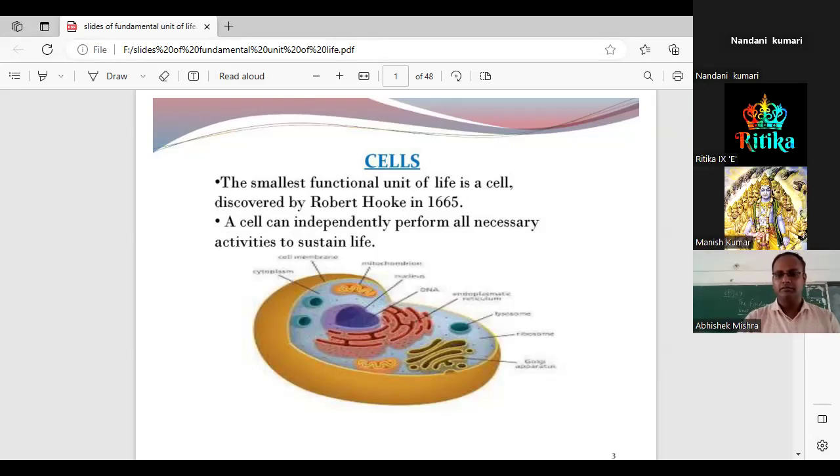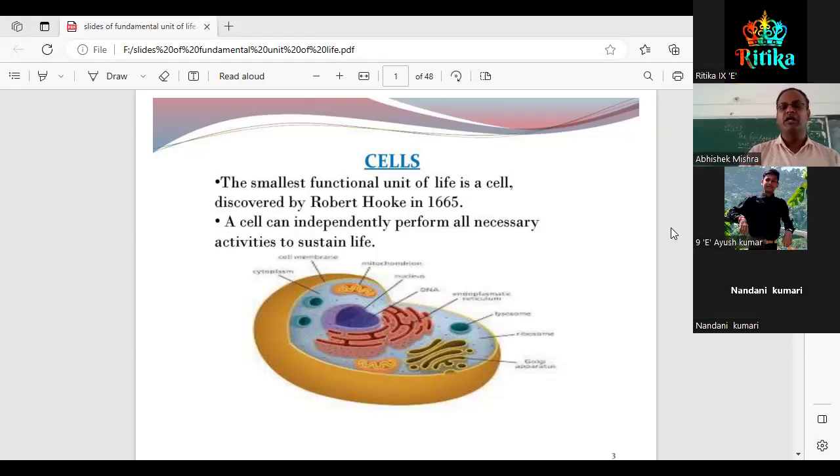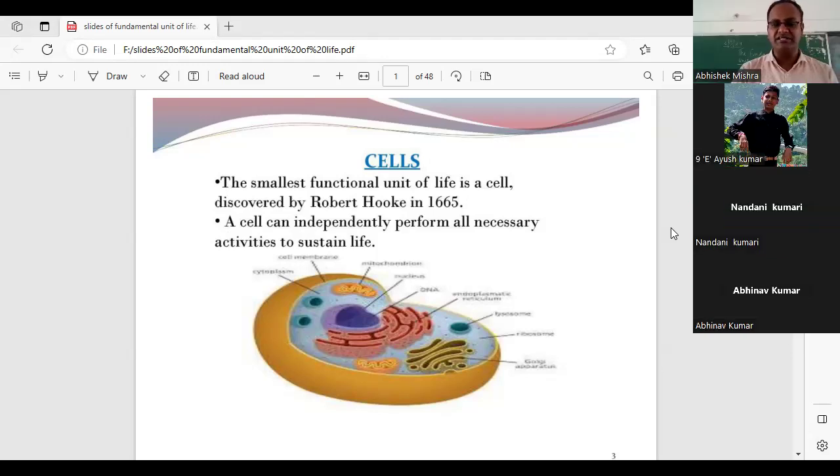Sir, cell is the structural and functional unit of life. Very good, Nandini. Cell is the structural and functional unit of life, the smallest functional unit of life, and it was discovered by Robert Hooke. And how did Robert Hooke discover the cell? What was the briefing regarding the discovery of the cell by Robert Hooke? Anyone?